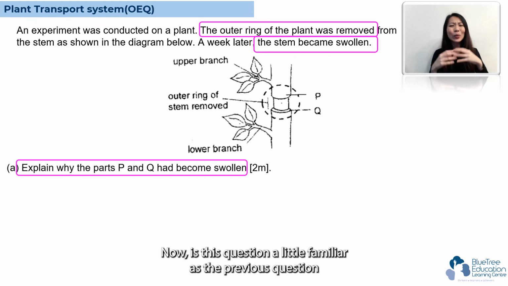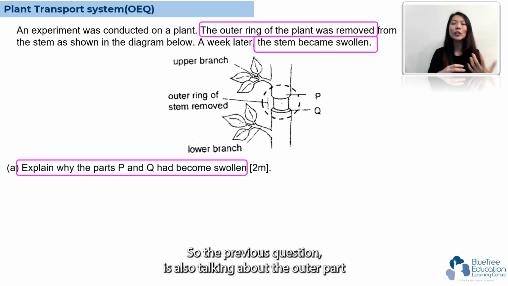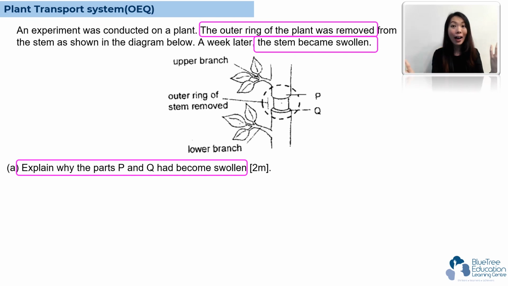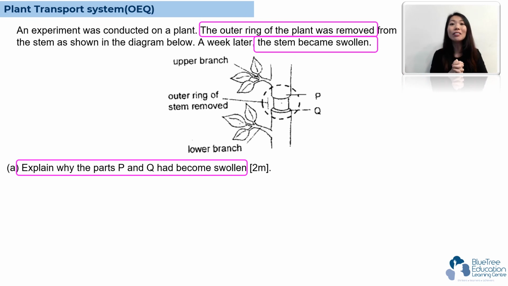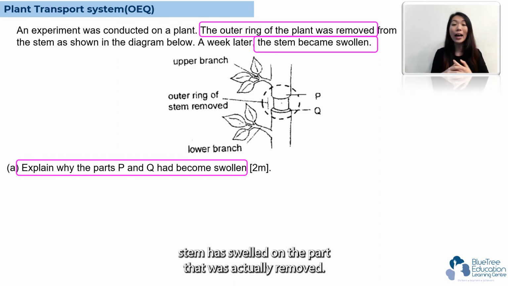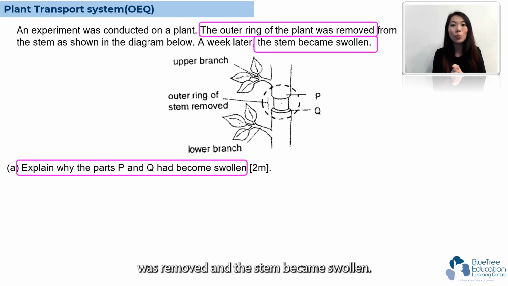Now, is this question a little bit familiar as the previous question that I have gone through? The previous question is also talking about the outer part that has been removed, and then all of a sudden, the stem has swelled on the part that was actually removed. So similarly, in this question, it says the outer ring of the plant was removed and the stem became swollen.